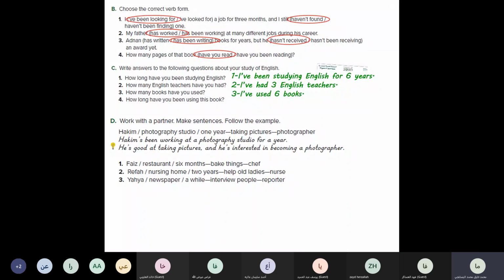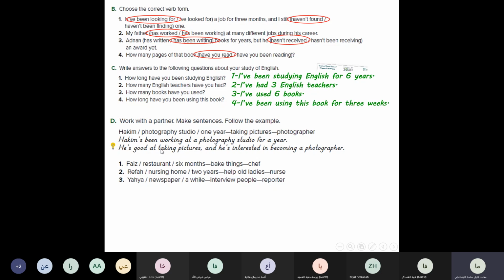Can you say that number two? How many English teachers have you had? Can you say the English teachers that I have had? I have had 3 English teachers, yes. You can, but it won't be a complete sentence. Yes, good. Number 4. How long have you been using this book? I have been using this book for 3 weeks. For 3 weeks, good.